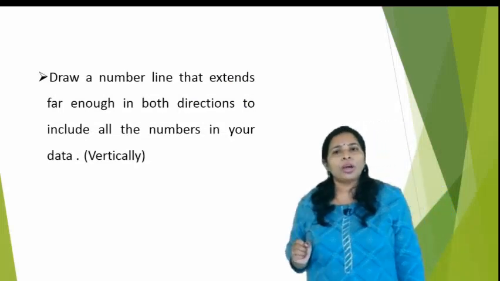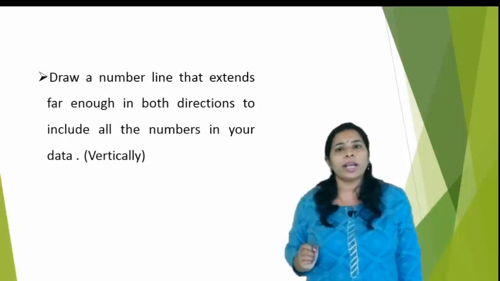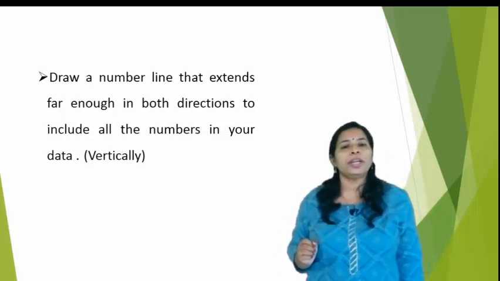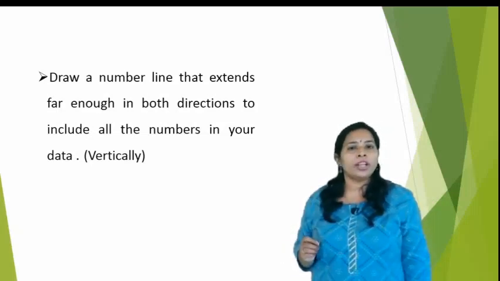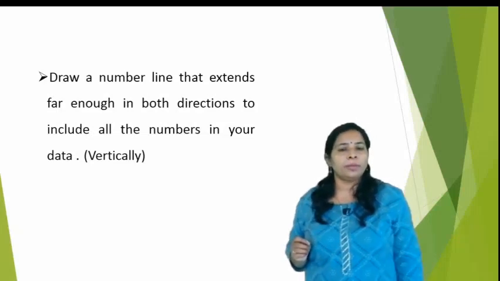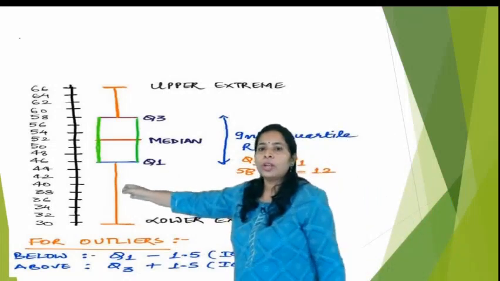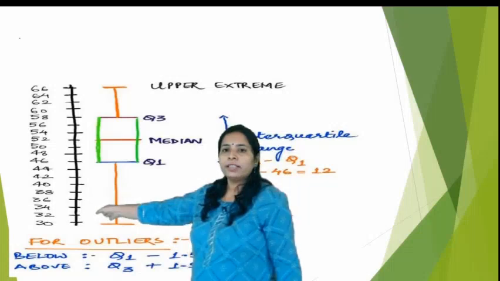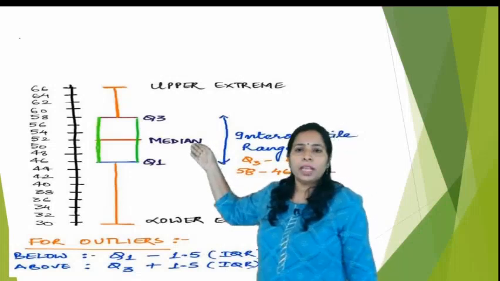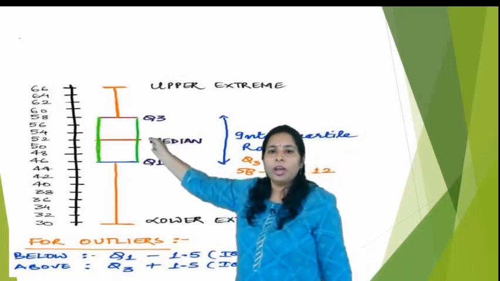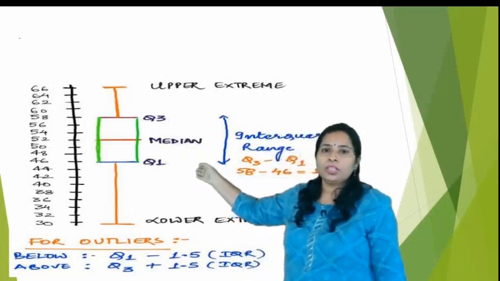Now, to draw a box plot, you have to draw a number line that extends far enough in both directions to include all the numbers in your data set. You can plot a box plot vertically or horizontally, which we will see in the practical portion. In this example, there is a distribution line, and the range of the data set is from 30 to 64. The median is 52, so draw a line at 52. Now, Q3 is plotted and Q1 is plotted.